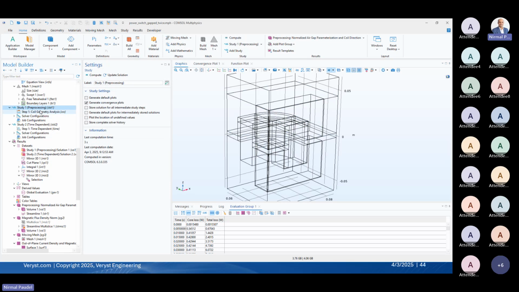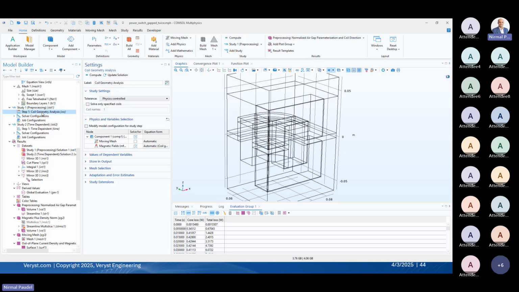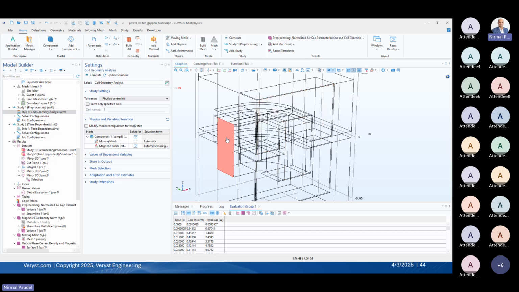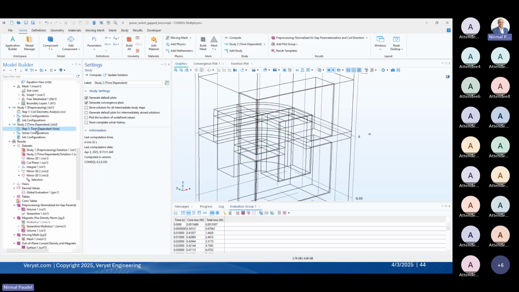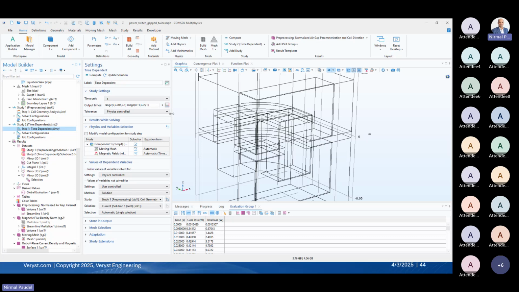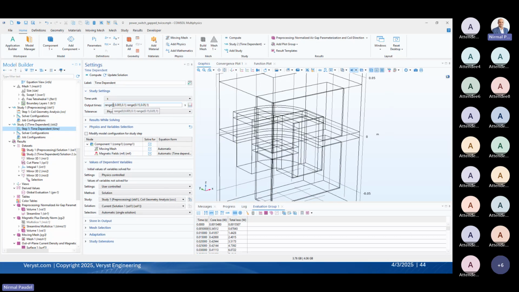Now, in the initial step, we do the coil geometry analysis, which is nothing but calculating the direction of current on the coil. In the next one, we calculate the time-dependent study, where we go from 0 to 1 seconds, but with some finite values in between, because we want to know how the switching occurs.